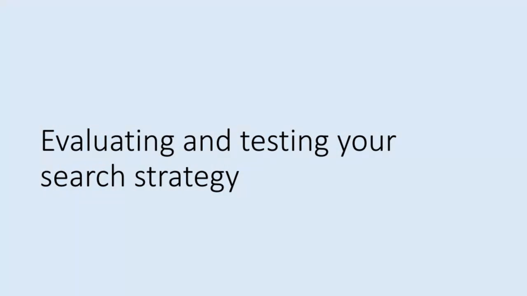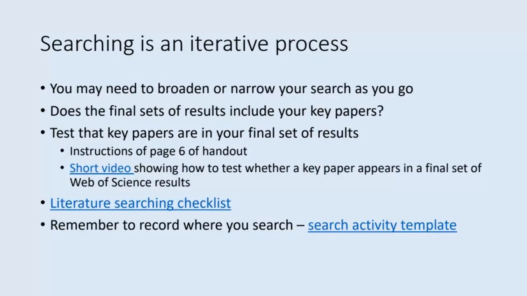So I wanted to say a few things about evaluating your search. As you're developing your search, you'll find that this is an iterative process. You develop a part of the search, you try it out in a database, you have a look at the results, and decide whether it's capturing a good level of relevant papers or whether it isn't, and you need to revise your search.